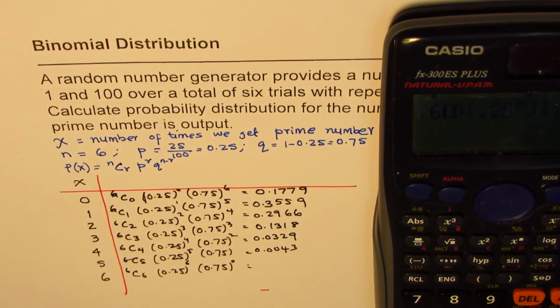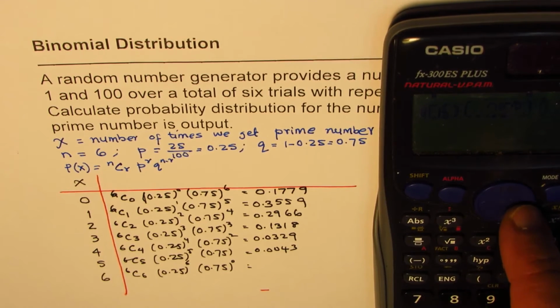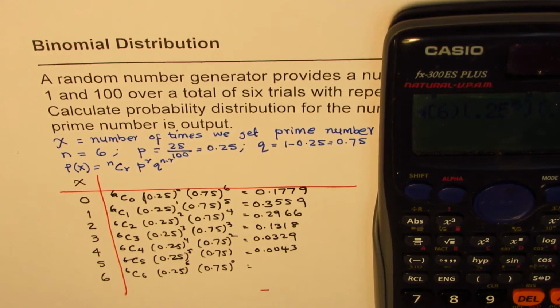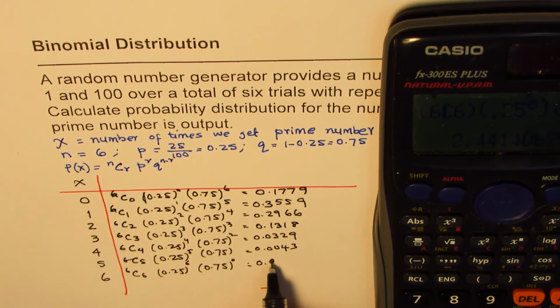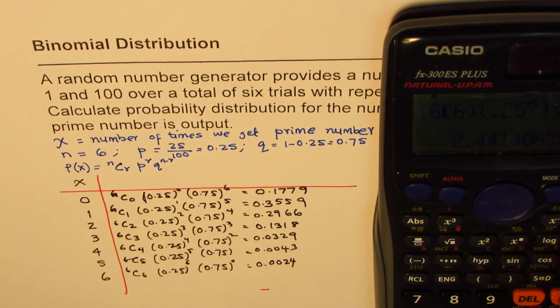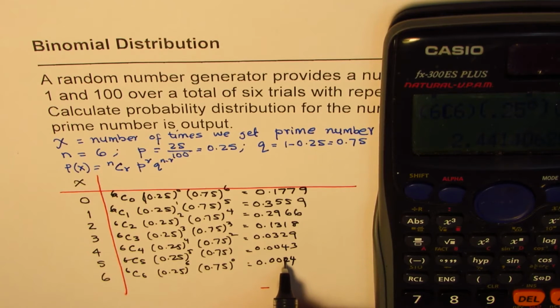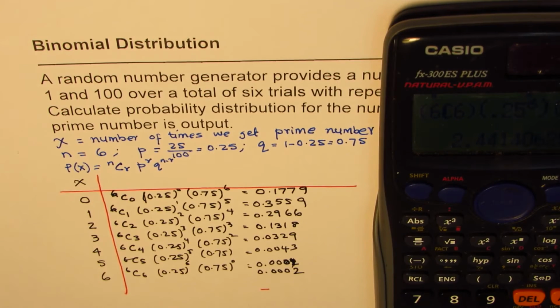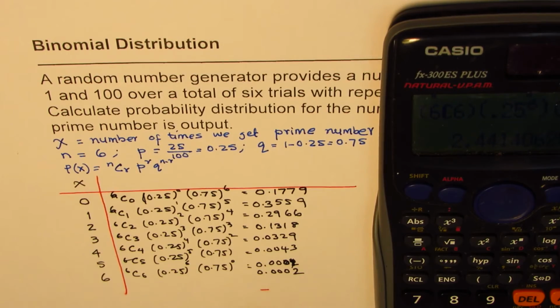The next one is 6C6: 0.25 to the power of 6, and this is to the power of 0, right? And that gives us a value equal to 0.0024. Oh, this is to the power of minus 4, so let me write this as 0.0002, since that is to the power of -4. So that is the value which you get this time.